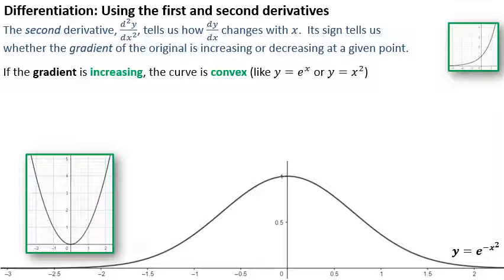That means the gradient is always increasing. Another way to say it would be the second derivative is always positive, no matter where you are. In fact, for y equals e to the x, both the first and second derivatives are e to the x. So of course they're both positive.